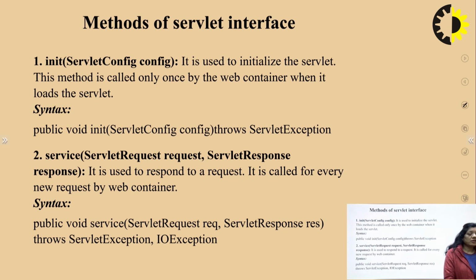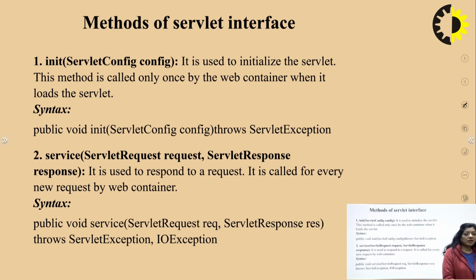Now the question arises: what are the methods included in the Servlet interface? First method we have is init. Init is used to initialize the servlet. This method is called only once by the web container when it loads the servlet. The syntax of init is public void init(ServletConfig config) throws ServletException. Now the second method is service.